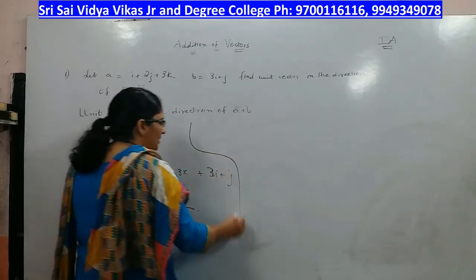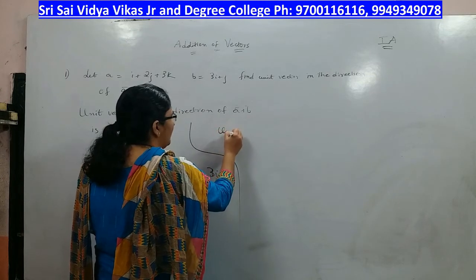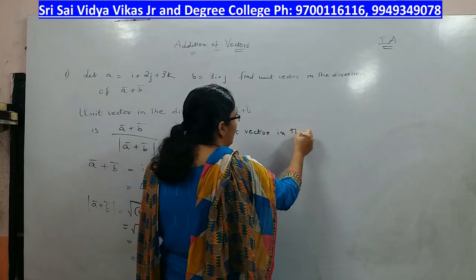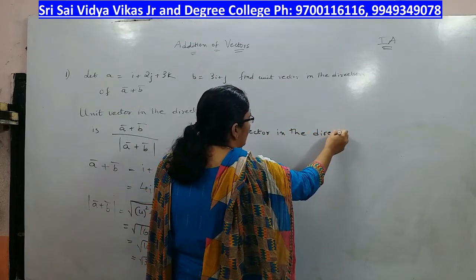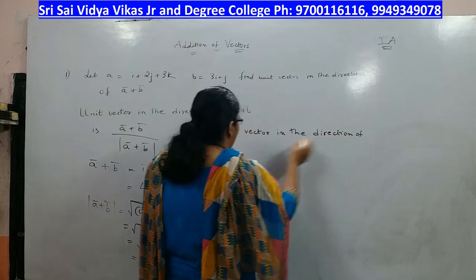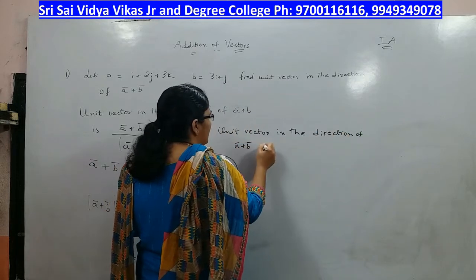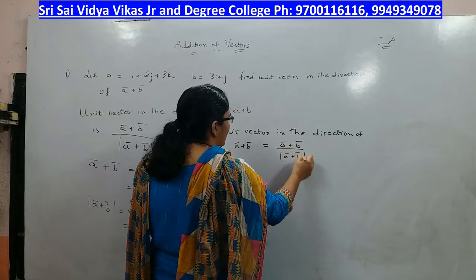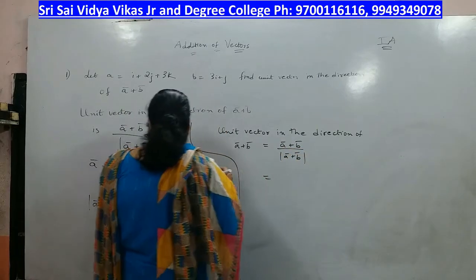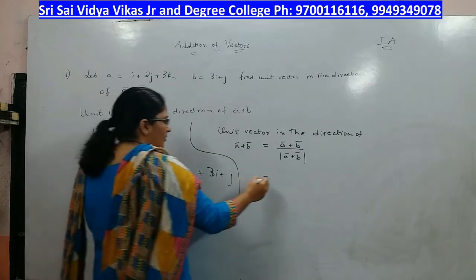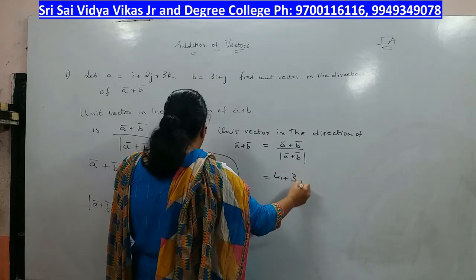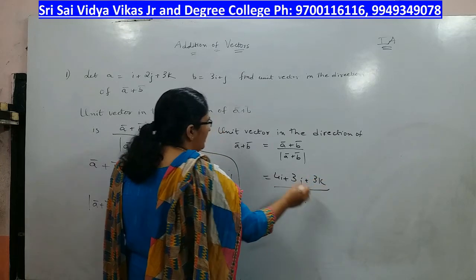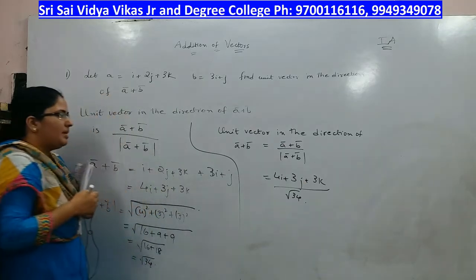So the unit vector in the direction of A bar plus B bar is equal to A bar plus B bar by modulus of A bar plus B bar. That is, what is A bar plus B bar that we got? 4i plus 3j plus 3k by root 34. This is the unit vector in the direction of A bar plus B bar.